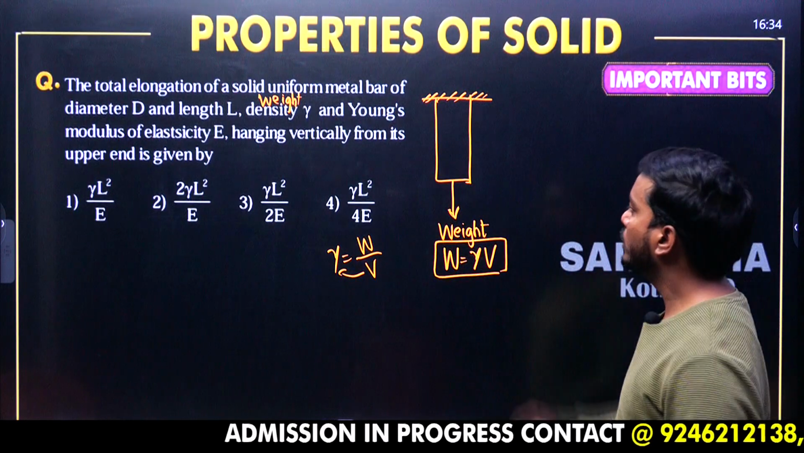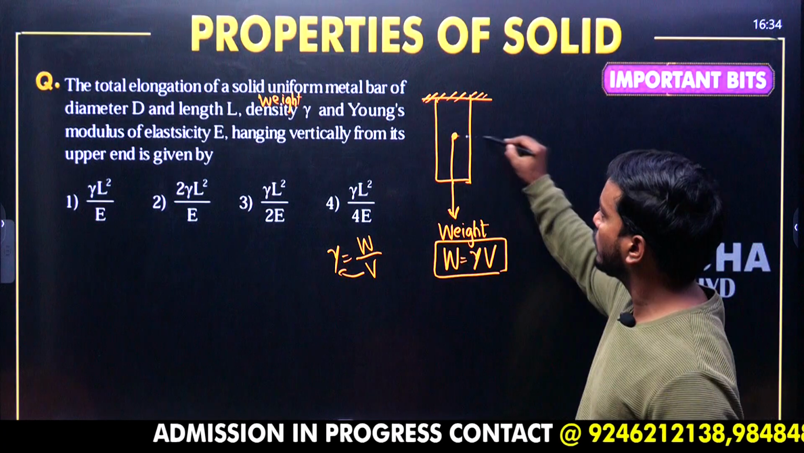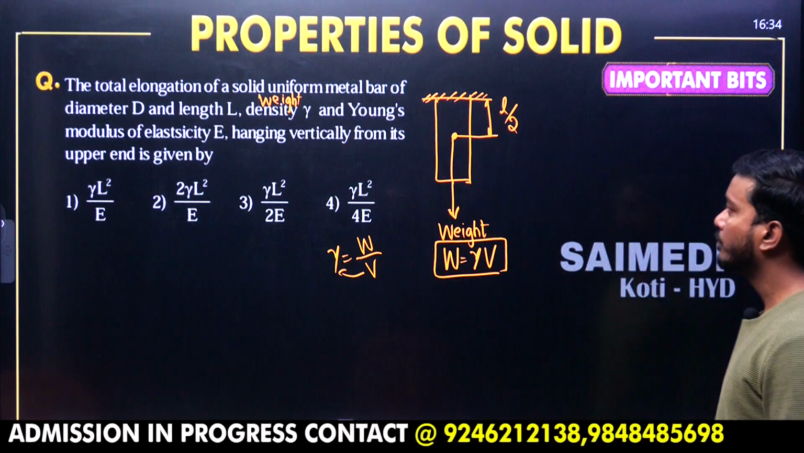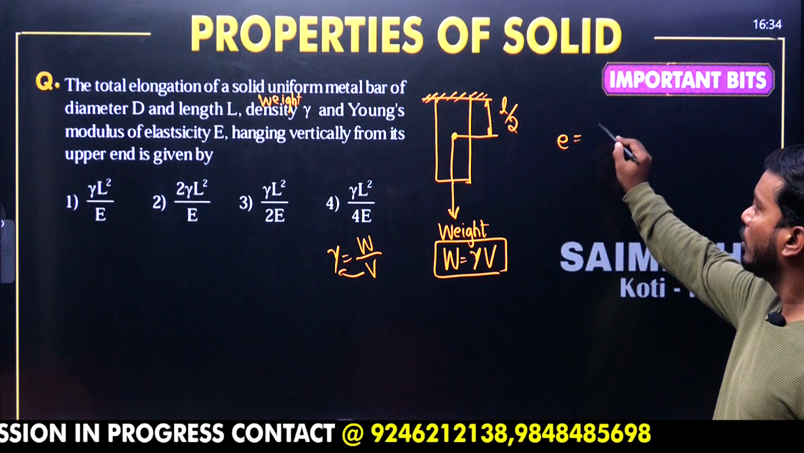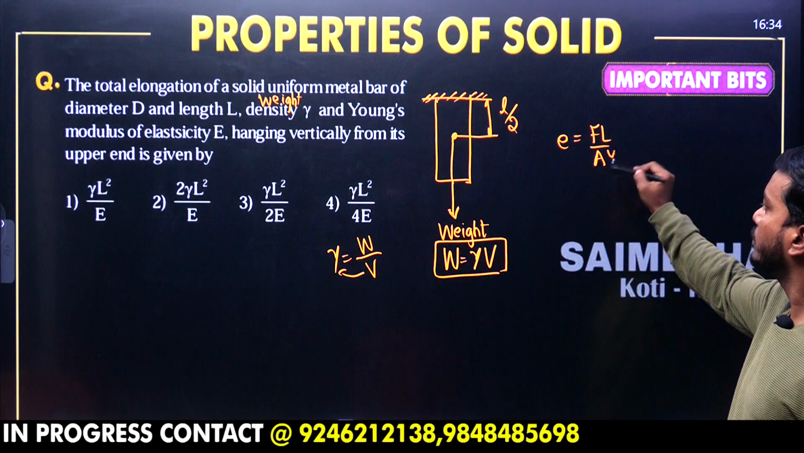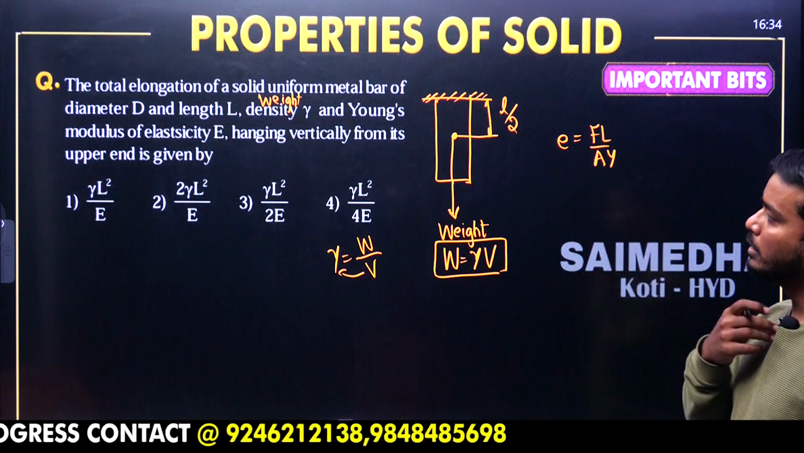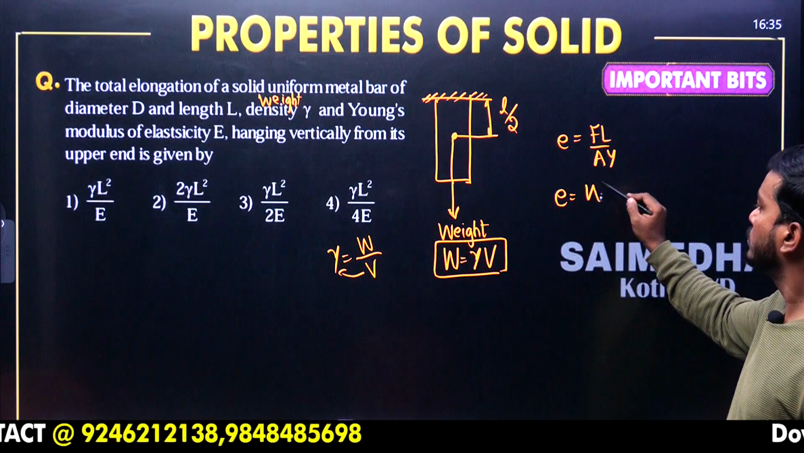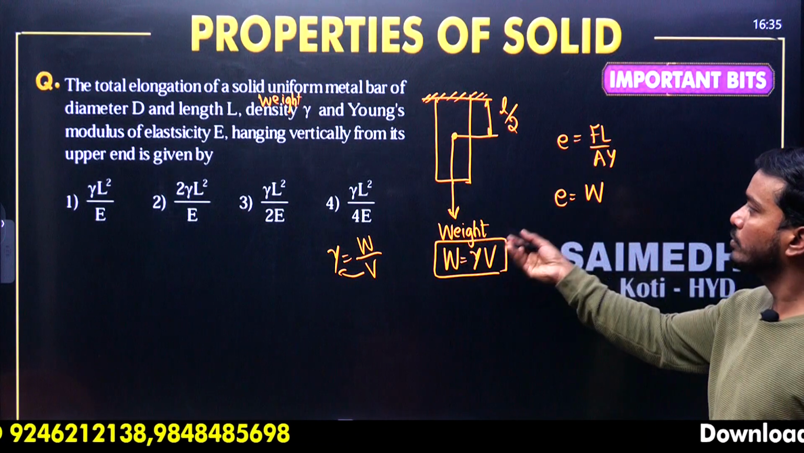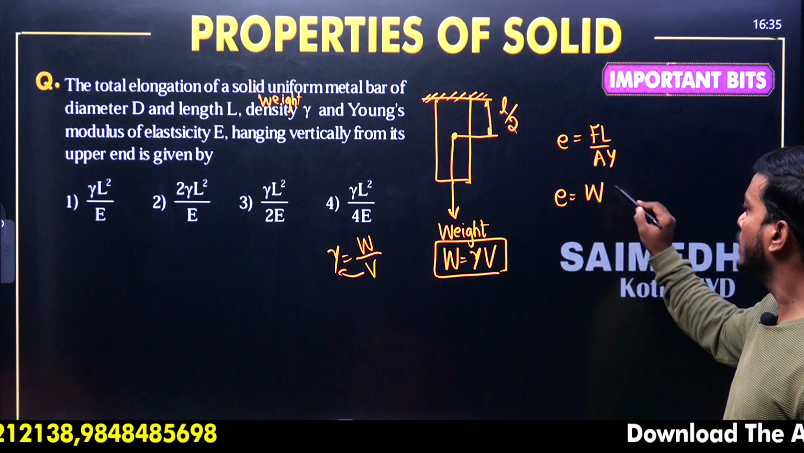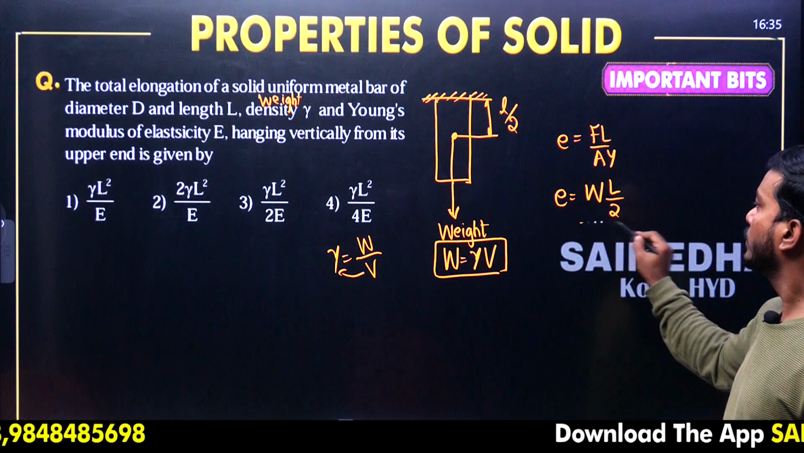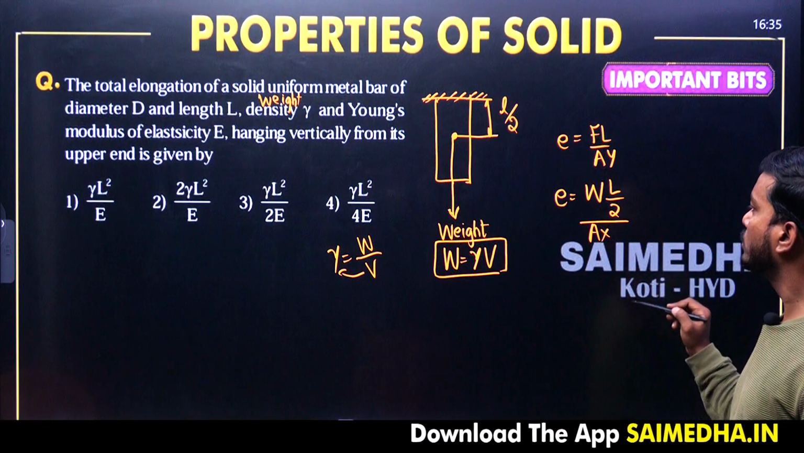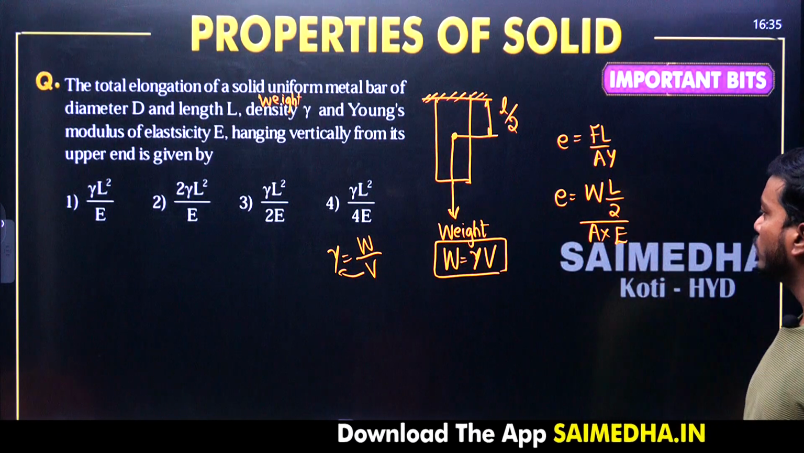Remember this: it acts at a point called the centroid, at a distance of L by 2. Now we know the formula. What is the formula for elongation? Elongation is FL divided by AY, where Y is Young's modulus, given as E. So force is equal to W, the weight, which acts in the downward direction, at length L by 2, divided by area into Young's modulus E.